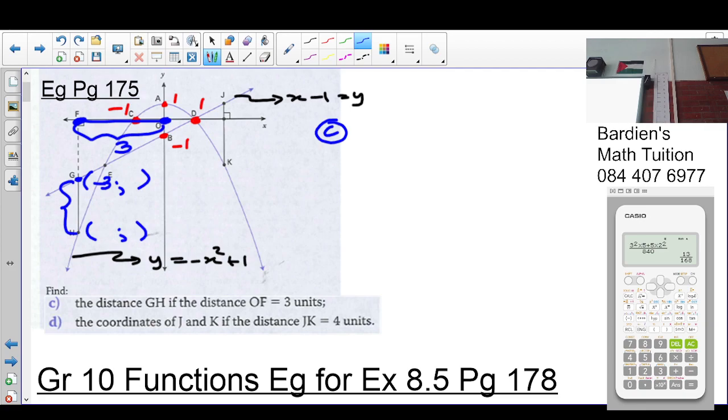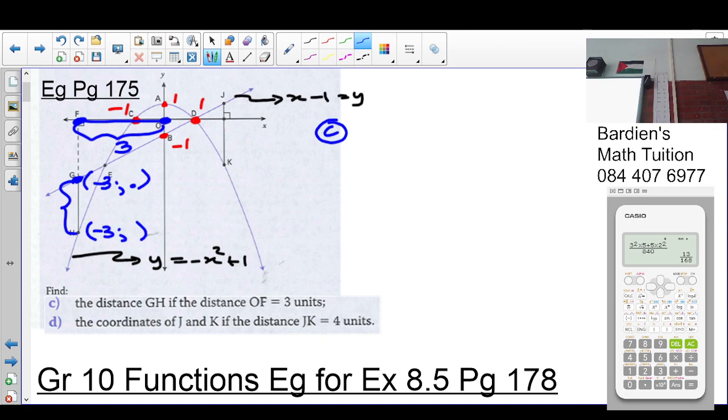What's your x value of H? Also negative 3. So what do you notice? It's parallel to your y-axis. So we can just subtract the two y values. But how do I get this y value here? Let x equal to negative 3. Why negative 3? Because this is the point of G. Your x value is negative 3.